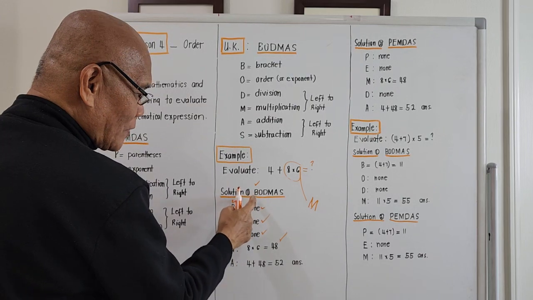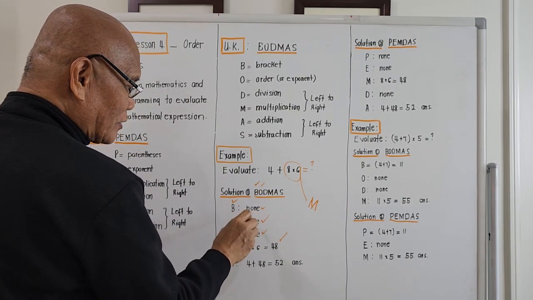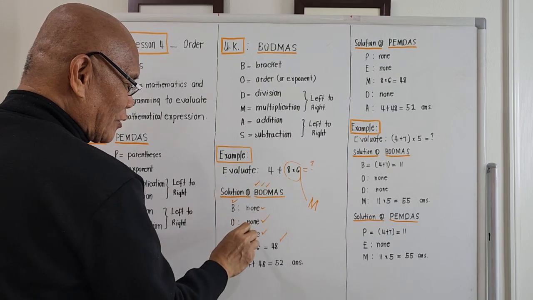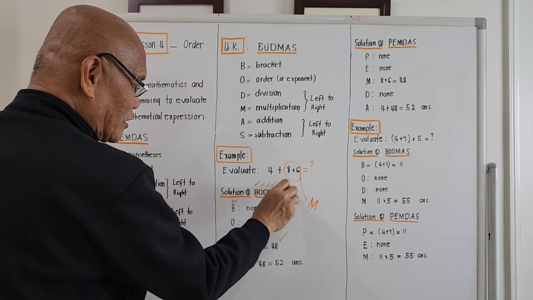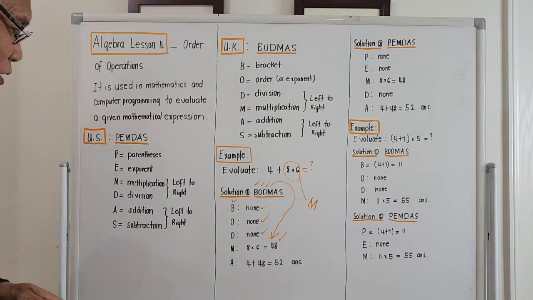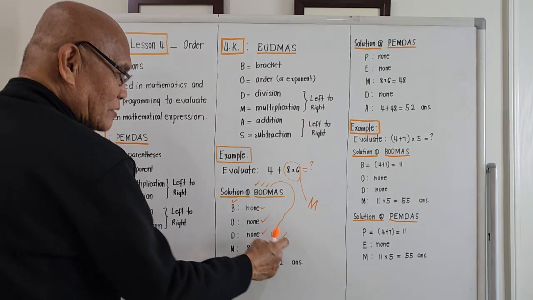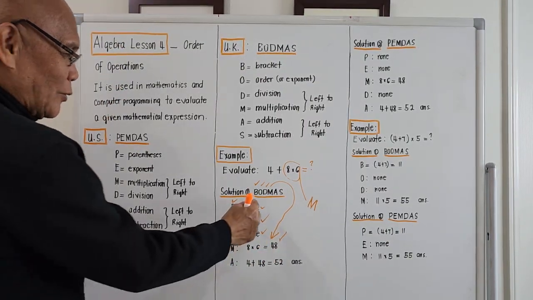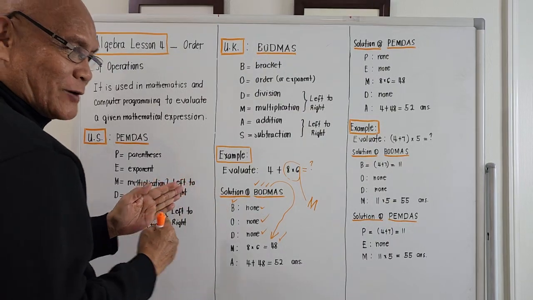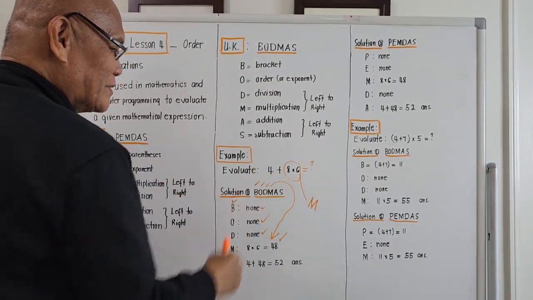That's why I am now done with the bracket. With the order, I am done with the order. Division, I am done with the division. And the multiplication, there is. It is this one. Right? So I place it here. Under multiplication, it is 8 times 6. So by following this, I am in the correct order. Because the correct order should be by following this.